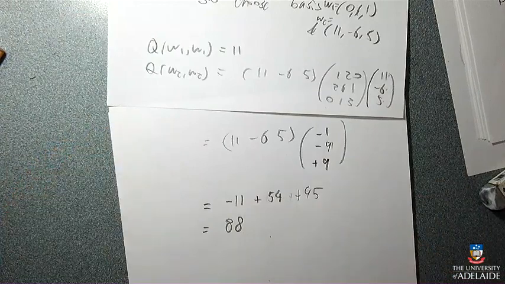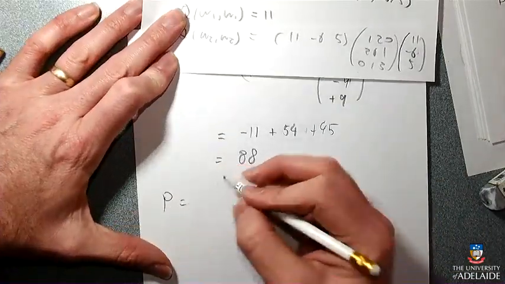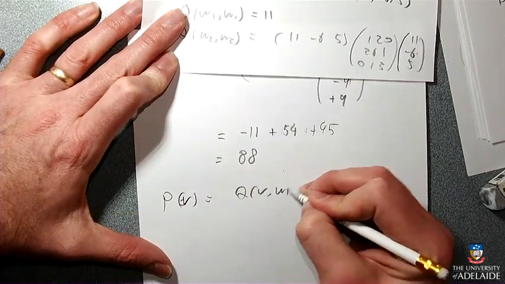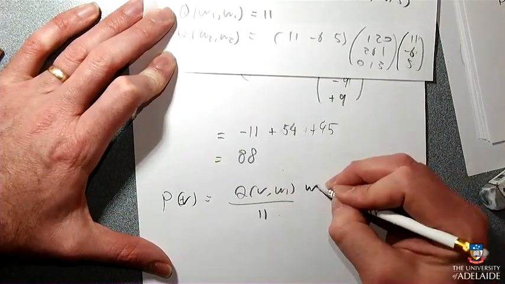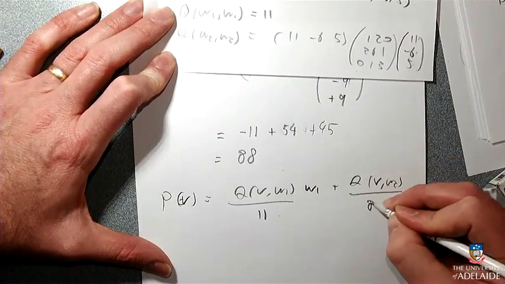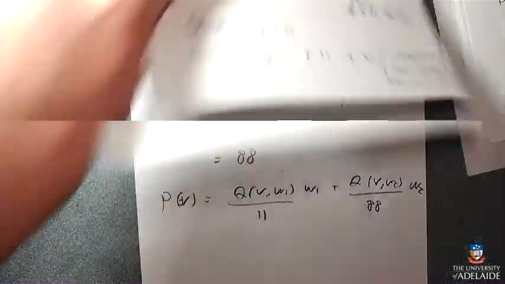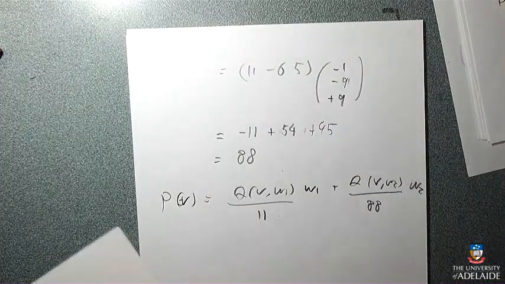Okay. All right. And so now, therefore, my P of V is Q of V W1 over the length of W1, which was 11, times W1, plus Q of V W2 over the length of this, which is 88, times W2. And that's what the projection function is. Okay, I think I get it now. I've confused myself a little bit.